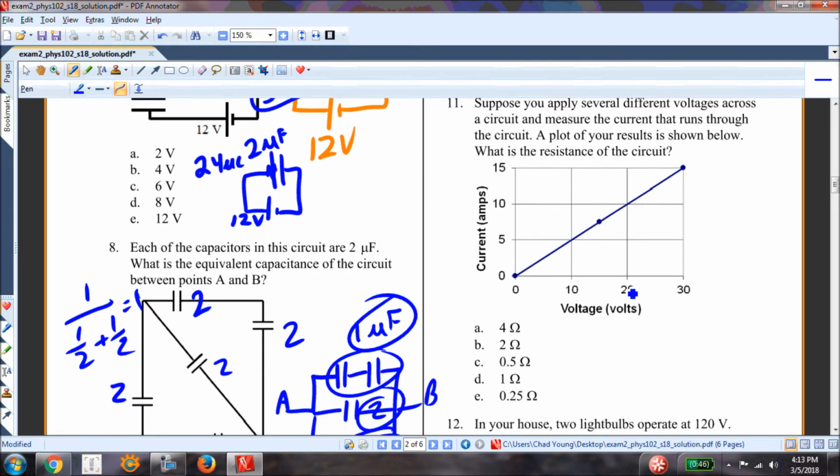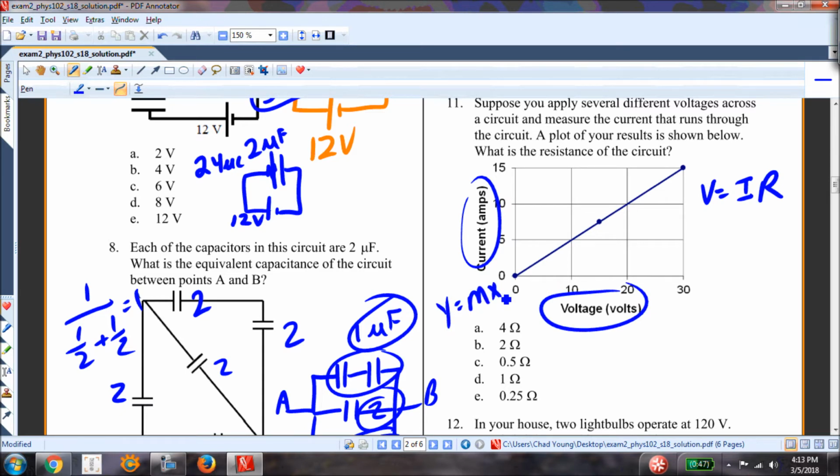Suppose you apply several different voltages, you get a plot like this. What is the resistance? Well, V is equal to IR. But notice I have the y-axis is current and the x-axis is voltage. I want to put this expression in the form of the equation of a line. And so I'm going to write I is equal to 1 over R times V. That's the same equation. I've just written it so that I is in the y position and V is in the x position for the equation of a line.